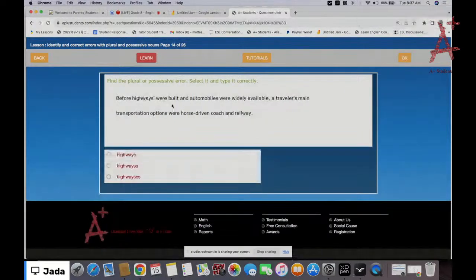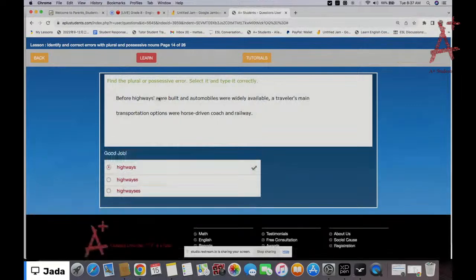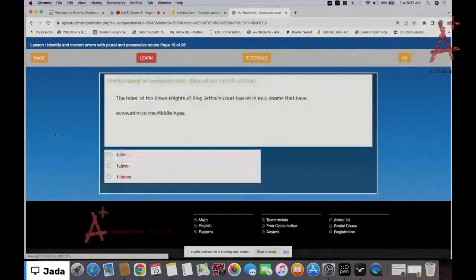Before highways were built and automobiles were widely available, a traveler's main transportation options were horse-driven coach and railway. So highways, okay. Highways, because it's plural, you don't need to put the apostrophe after. The tales of the brave knights of King Arthur's court live on in the epic poems that have survived from the Middle Ages. So tales, yeah.